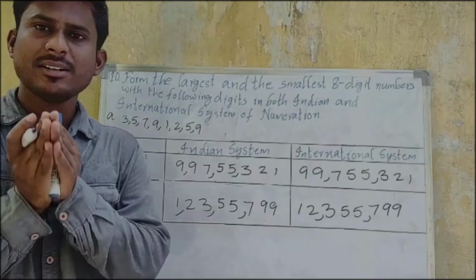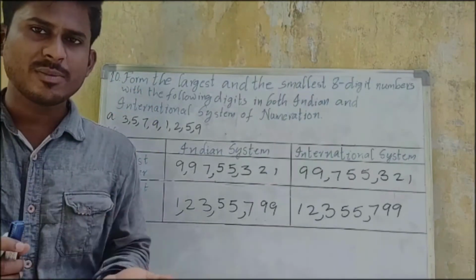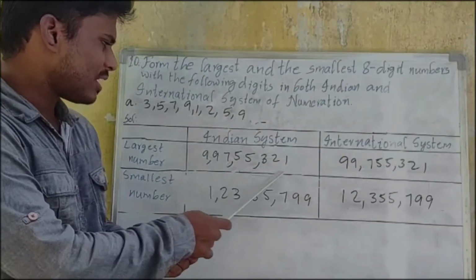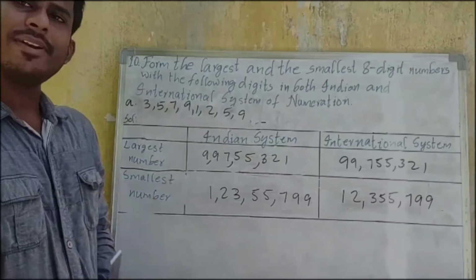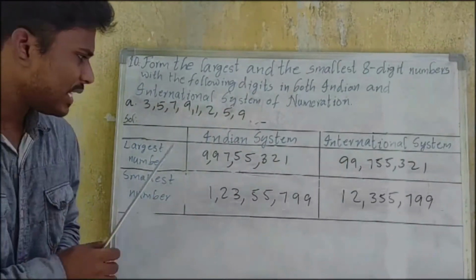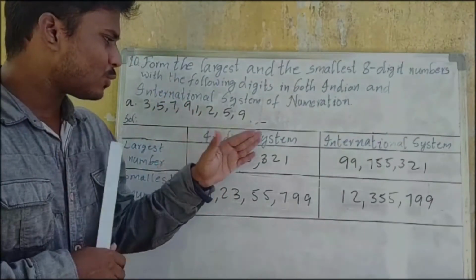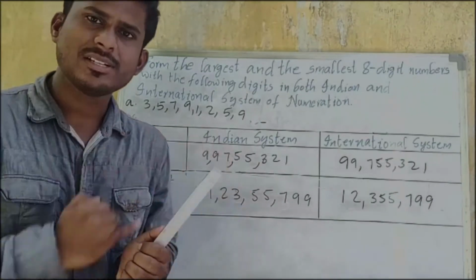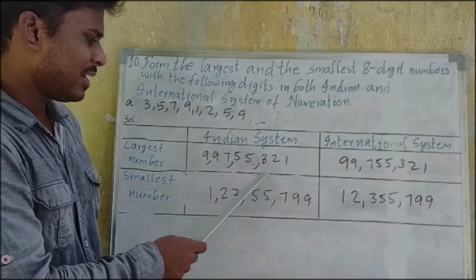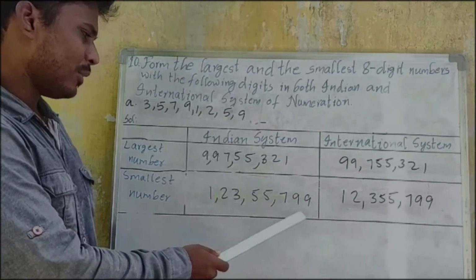This is how we have to form the smallest number as well as the largest number using the given digits. It is simple: the largest number is descending order, the smallest number is ascending order. If you observe here, this is the largest number we have formed using the given digits. This is the smallest number we have formed using the given digits. Now see here, what I said: the largest number means descending order, from bigger number to smaller number. And if you reverse it, you get the smallest number.